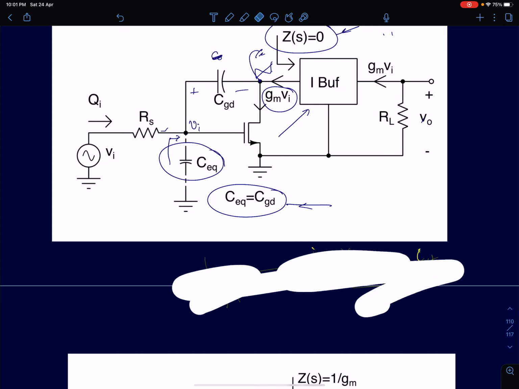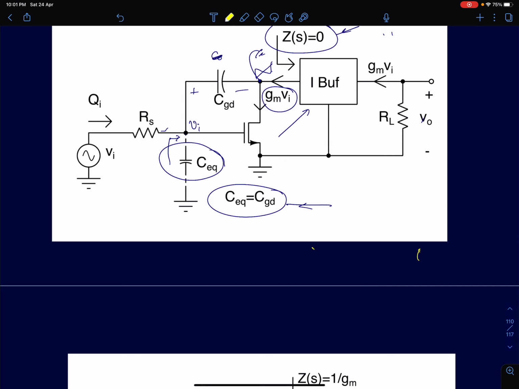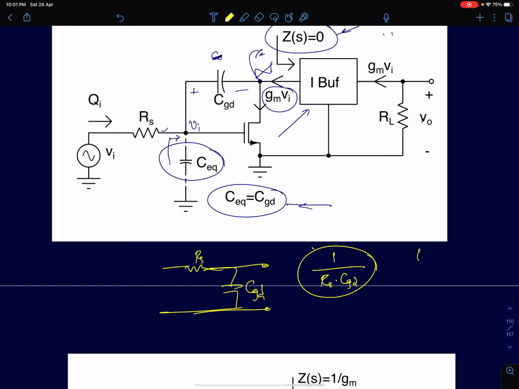Now at the input port, you have a resistor RS. Now the capacitance is just CGD itself. It's no longer CGD multiplied by a large gain, it's just CGD itself. So therefore the pole will be now at 1 by RS into CGD. So previously the pole was at 1 by RS into CGD into (1 plus GM RL). Now if you see here, the pole has moved away, or rather the bandwidth has increased by a factor of 1 plus GM RL. It is increased by a huge factor.